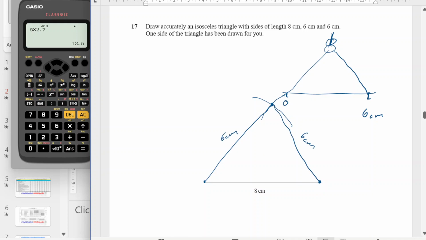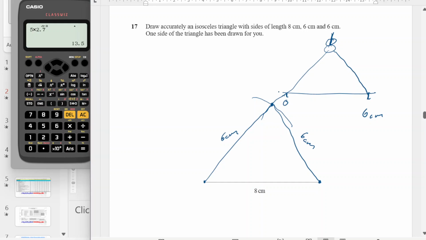So I'd need a compass for this. I can't really display that very well, but that's the method that I would use. Set my compass arms to 6 centimeters, place the compass point at the end of the line and arc into the center. Do the same from the other side. Where the 2 arcs cross will become my top point of my triangle.